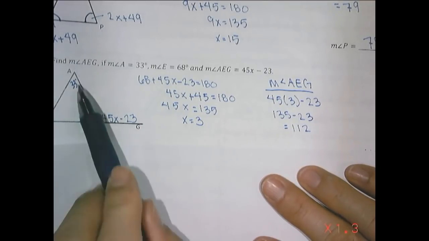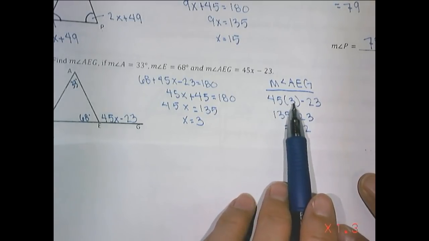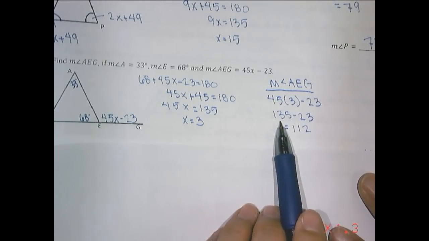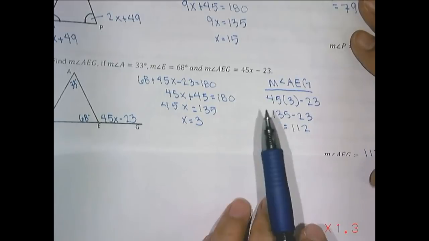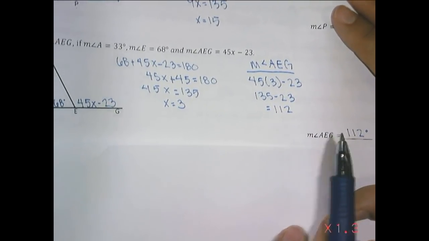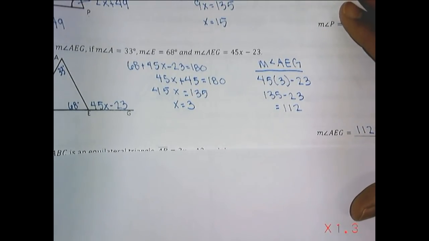I still need to find AEG, so I'm going to plug it in. 45 times 3 minus 23, and I'll get 135 minus 23 equals 112. So your answer would be 112. And there is a much, much simpler way of doing that. If you figured it out, congratulations.